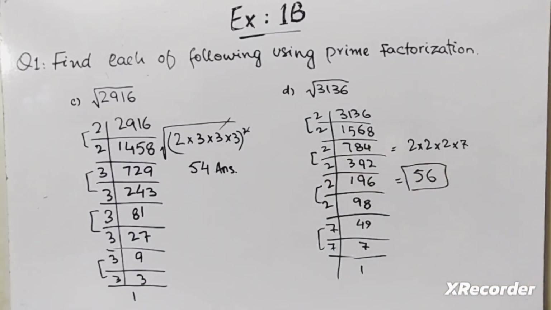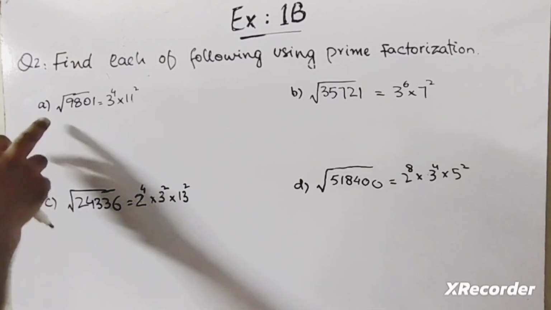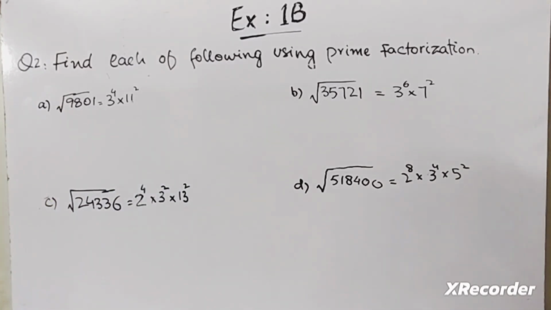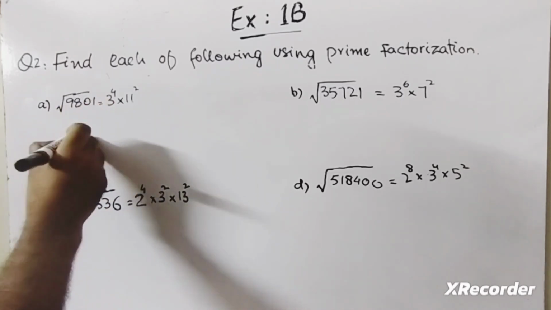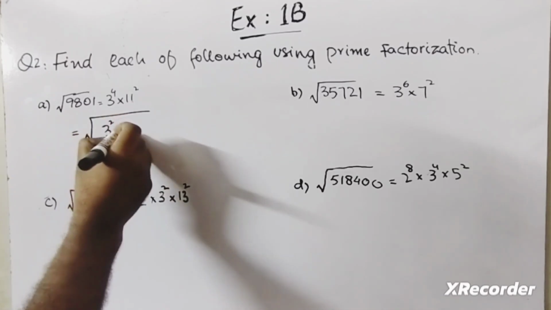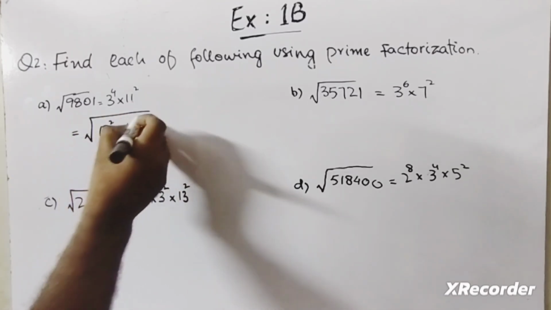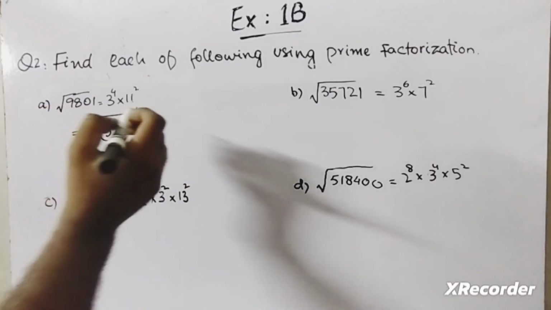Very easy questions. Now coming to question number 2, find each of the following with the given prime factorization. In this question the prime factorization is already given, like square root of 9801. The prime factorization of 9801 is 3 power 4 multiplied by 11 power 2. So we write a square root sign, and 3 square multiplied with 11 whole square. So we can cut out the square root with the square and get 3 square into 11, that is 99.